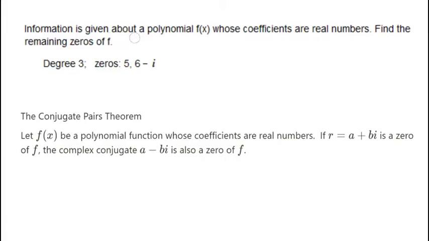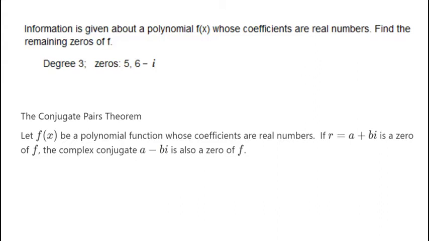Information is given about a polynomial function f of x, whose coefficients are real numbers. Find the remaining zeros of f. We know that this polynomial is of degree 3, and we have identified already two zeros of this polynomial function, 5 and 6 minus i. So we're going to use the conjugate pairs theorem to identify the remaining zero.